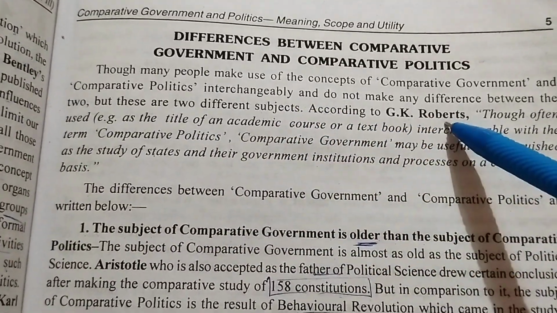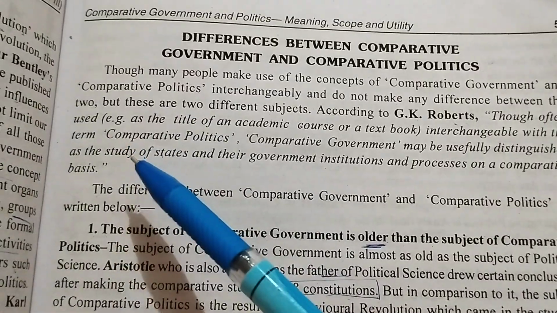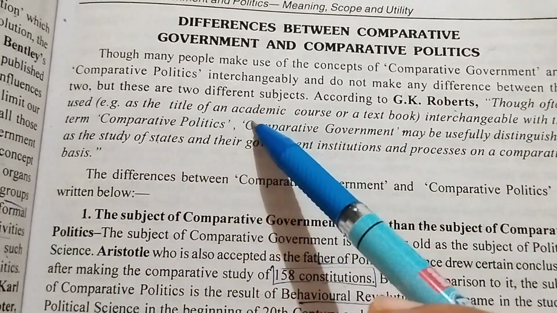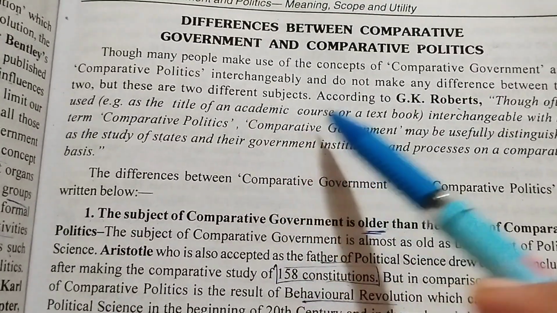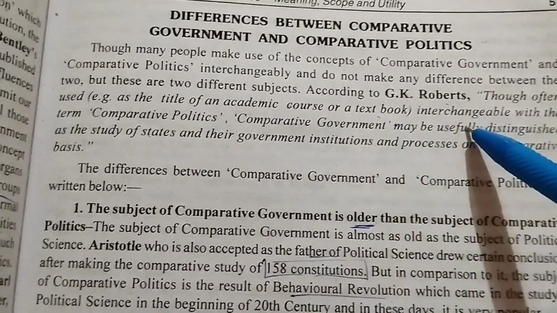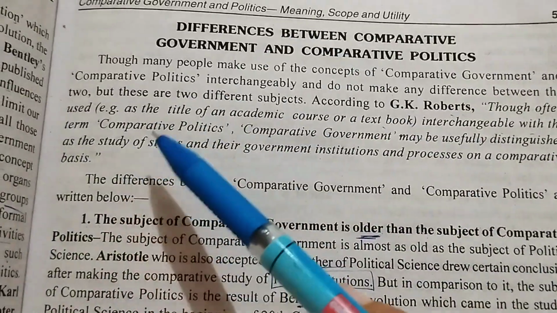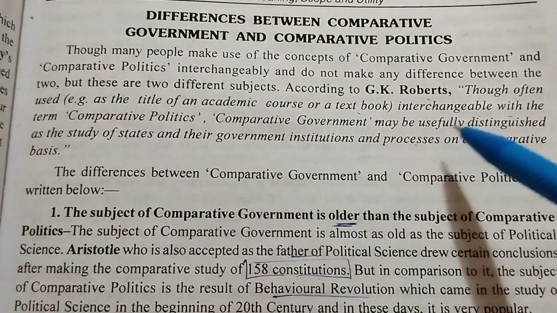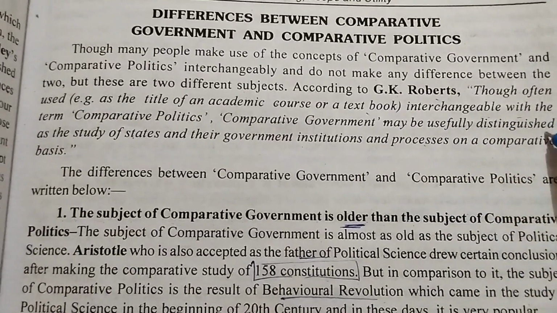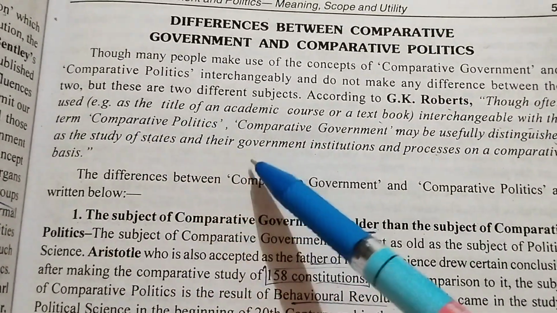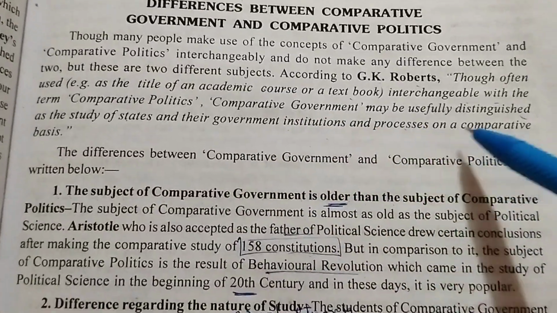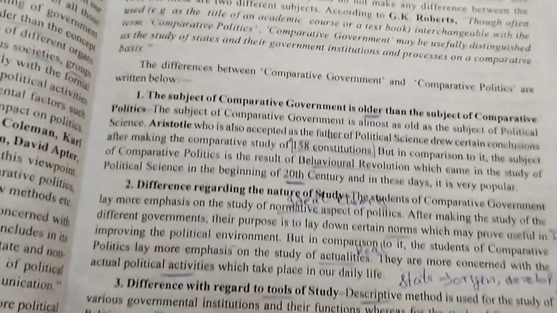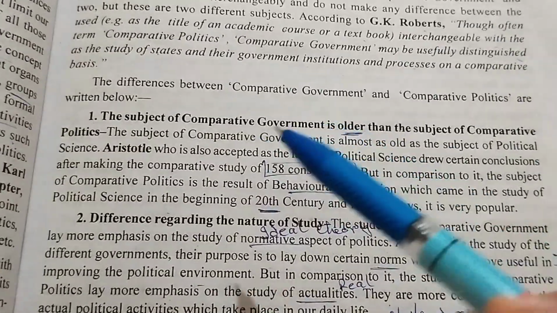According to G.K. Roberts, the term comparative government is often used, for example, as the title of an academic course or textbook, interchangeably with the term comparative politics. It may be usefully distinguished as the study of states and their government institutions and processes on a comparative basis. The differences between the two are written below.